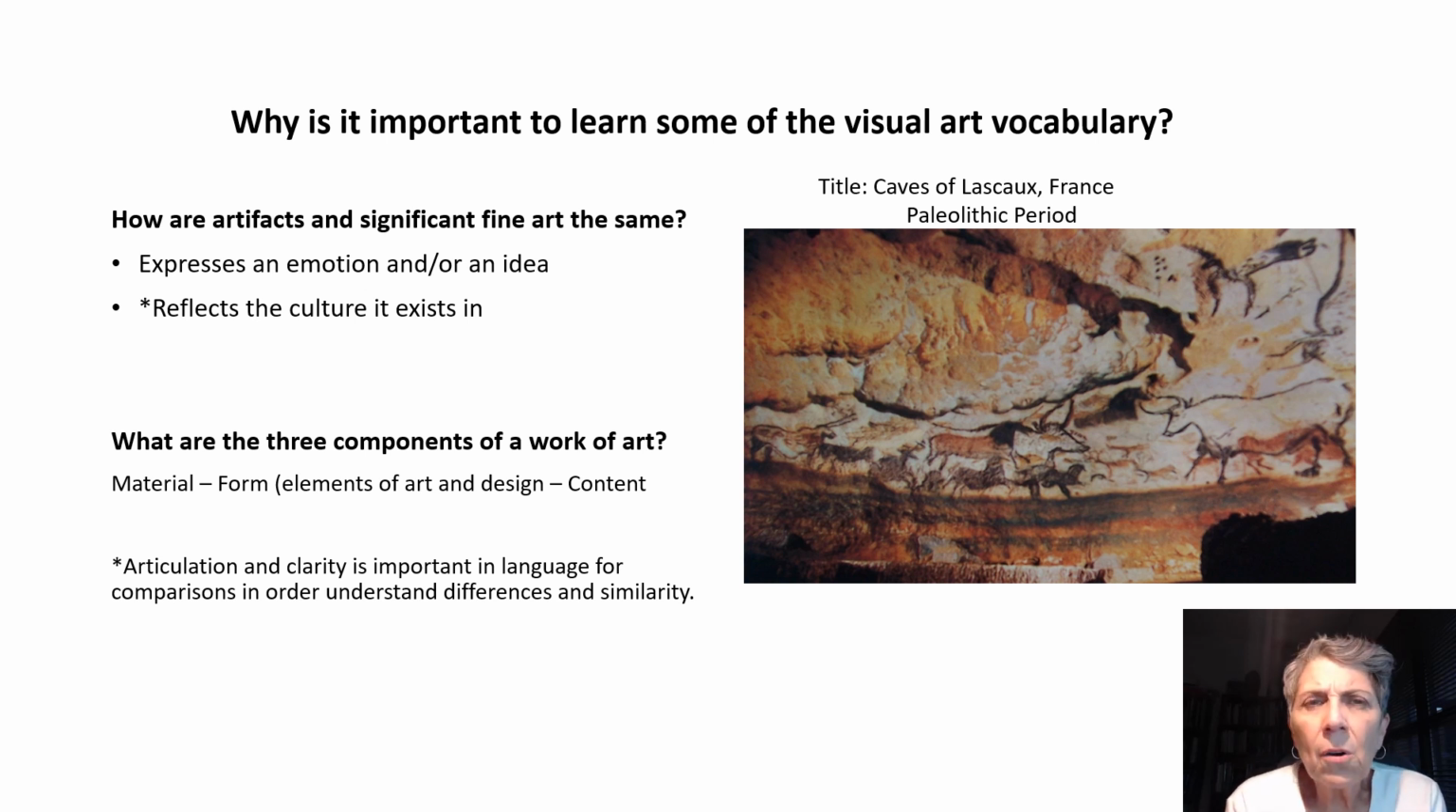When you're looking at an artifact or a work of art, and when I say a work of art, I'm referring to significant works that are in galleries or museums. It's the same reason that you have artifacts in natural history museums or in art museums. You have Egyptian or Greek artifacts. These works do two things. How are artifacts significant, like fine art? First of all, an artifact, let's say it's a painting or a sculpture, can express an emotion or an idea.